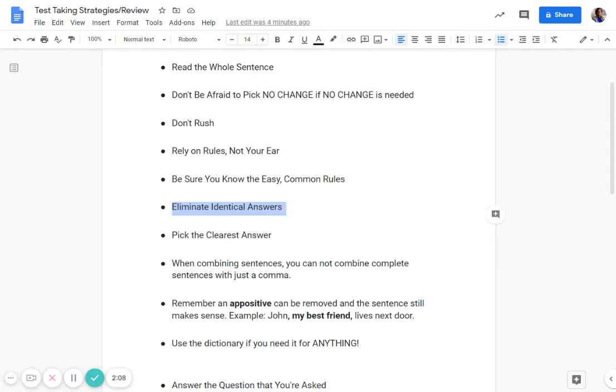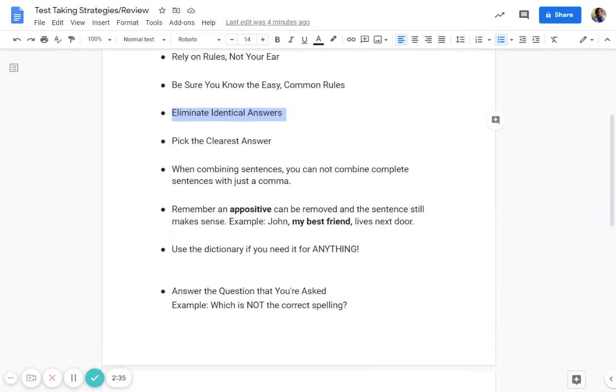Eliminate identical answers. When you have an answer choice A, B, C, and D, usually two are just definitely not correct. Cross those two out. And then of the two that are left, you want to choose the one that makes the most sense, the one that's closest to the rule, whatever the rule is. If it's subject verb agreement, the one that's closest to the rule. If it's use of commas, the one that's closest to the rule, okay?